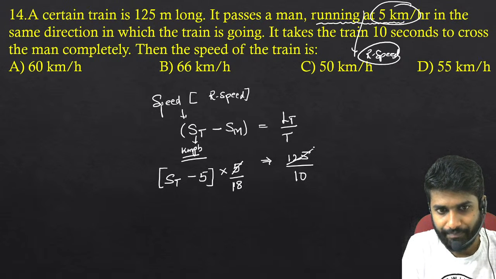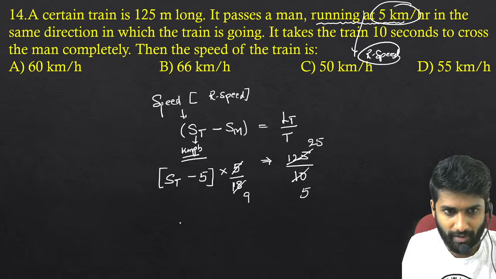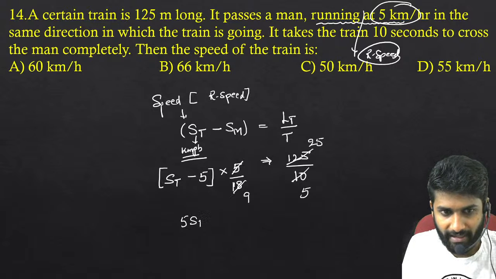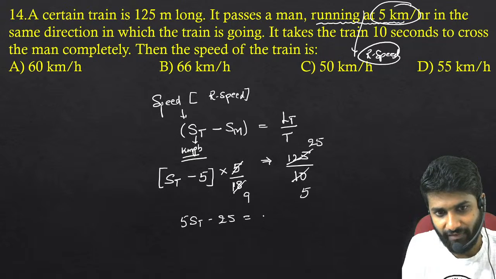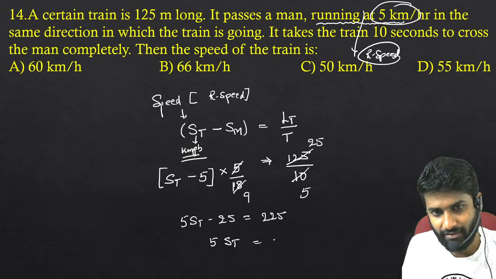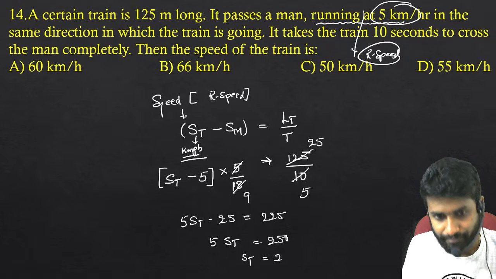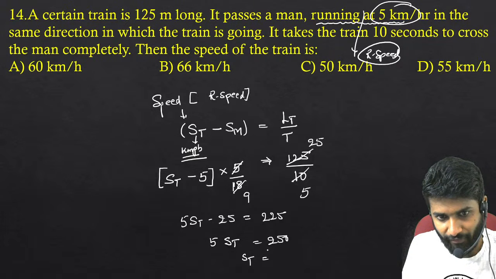5 ones are 5, 5 fives are 25. 2 nines are 18, 2 fives are 10. Just cross multiply them. 5t minus 25 is exactly equal to 225. Now see, 5t is exactly equal to 250. Then speed of train is exactly equal to 50.